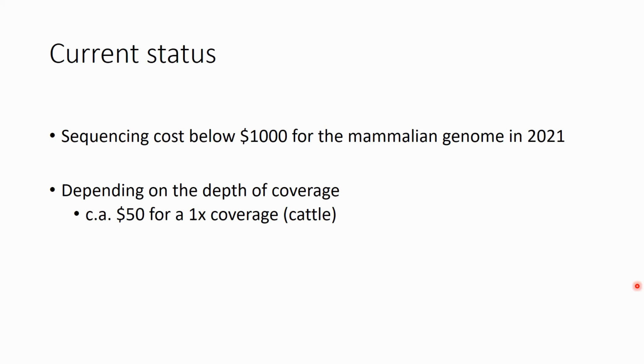Of course, again, there is a bit of fine print here. You need more than 1x coverage most of the time. So if you want, for example, 20x coverage, the price is somewhere around $1,000. But still, the decrease in costs and the increase in speed is just incredible.